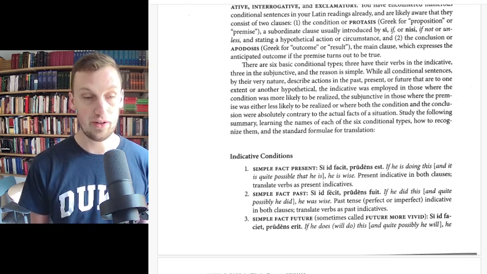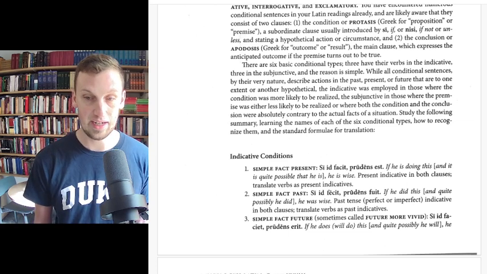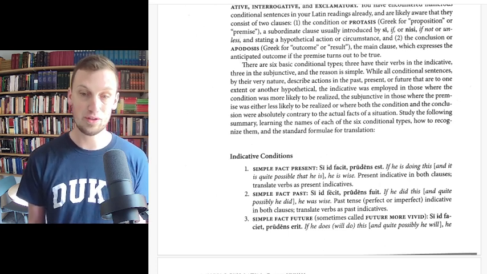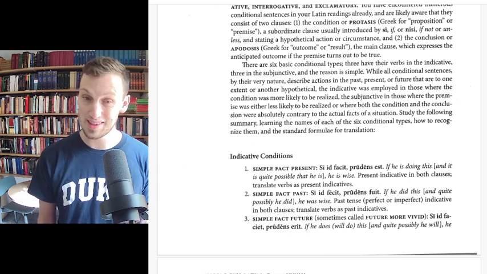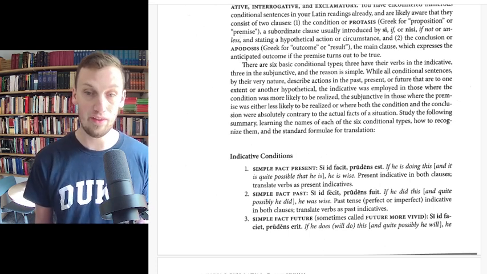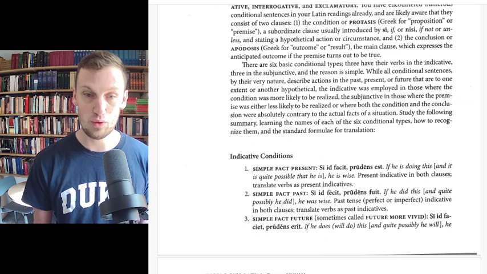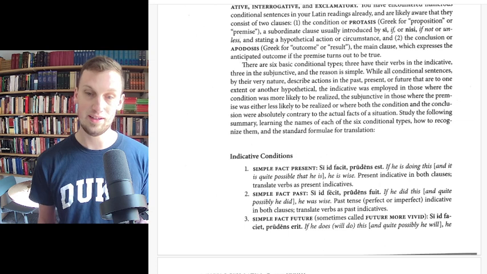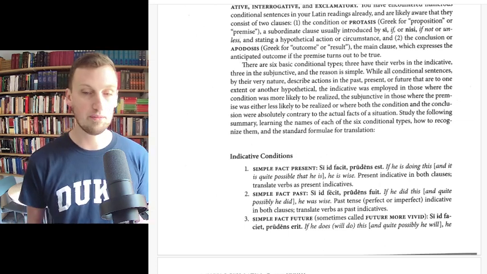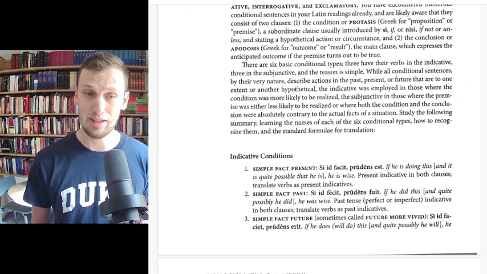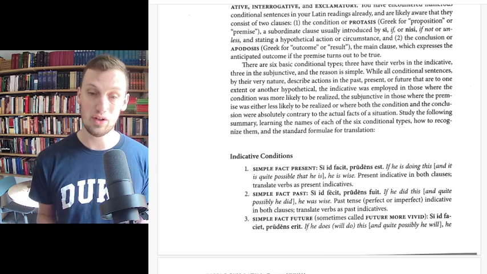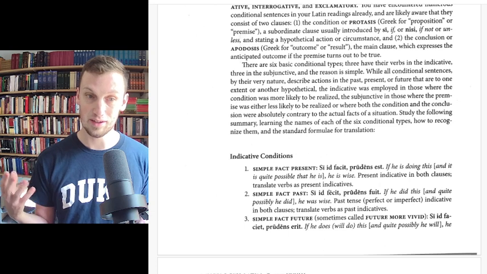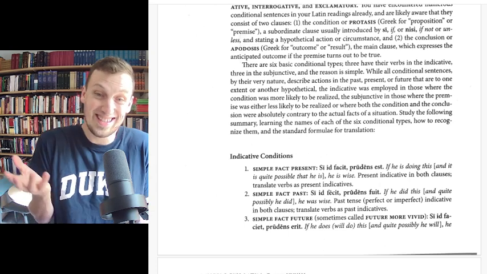The indicative ones are pretty straightforward. The changes between the different kinds of indicative are simply changes in time. The simple fact future and the simple fact present are almost translated the same way in English. There is something else going on there in Latin. There's a sort of futurity to it, I suppose. If he is doing this, he is wise, as opposed to if he is doing this, he will be wise. You could translate this straight, right? You could just say, for the simple fact future, if he will do this, he will be wise. They say that's not good English in the textbook.